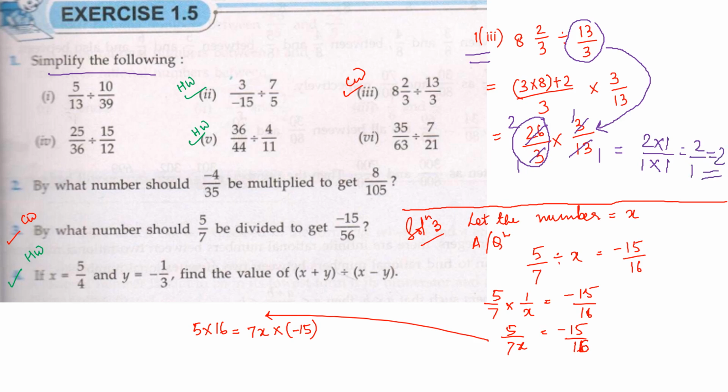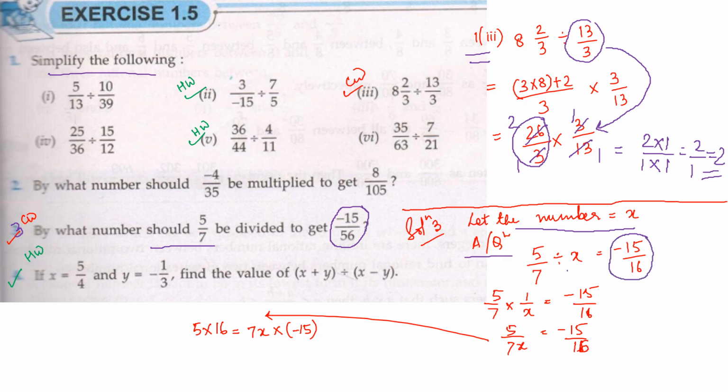Okay. Next part, third one, this is not visible properly. Third one, by what number should 5 by 7 be divided to get minus 15 by 56? So you have to divide it with a number. Let us say the number is x. So let the number be x. Then according to the question, 5 by 7 divided by x is minus 15 by 16.